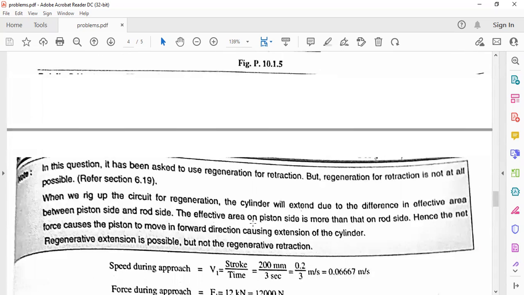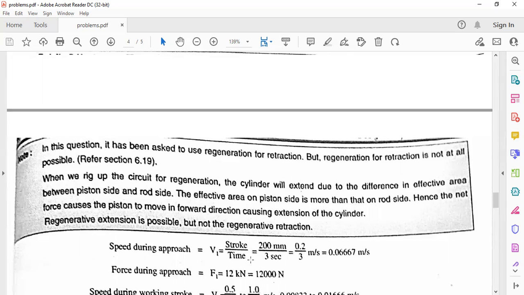In this question, it has been asked to use regeneration for retraction, but regeneration for retraction is not possible. When we rig up the circuit for regeneration, the cylinder will extend due to the difference in effective area between the piston side and the rod side. The effective area on the piston side is more than on the rod side. Hence, the net force causes the piston to move in the forward direction, causing extension of the cylinder. Regenerative extension is possible, but not regenerative retraction.